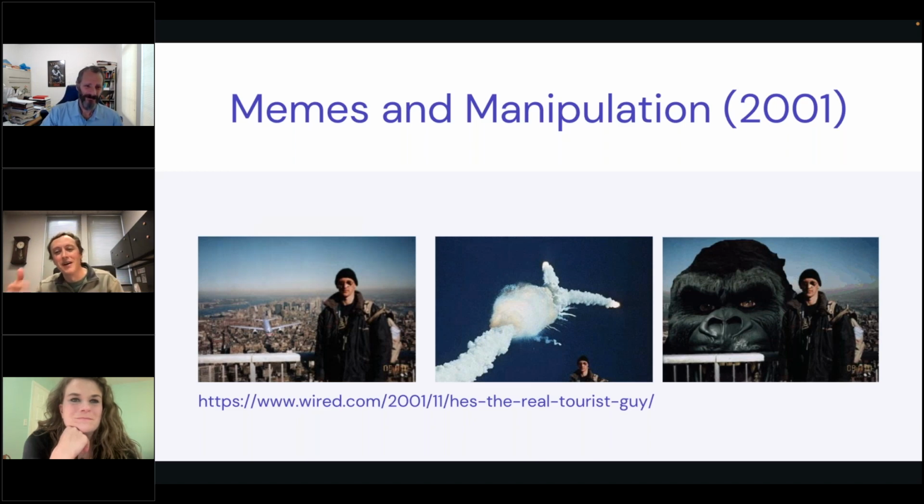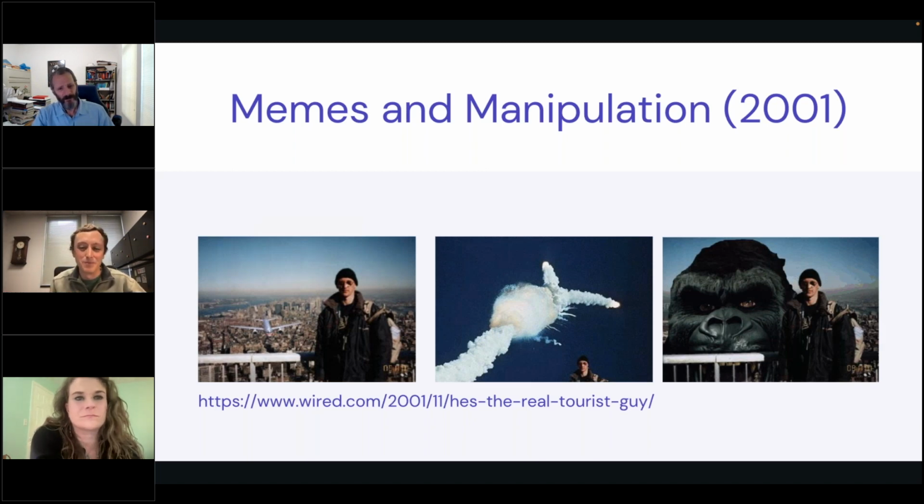But at that point, the meme had gained a life of its own, and it was being remixed over and over again. This meme trope would involve taking the tourist guy and putting him into other disasters, both real and imagined. For instance, the Challenger space shuttle exploding, King Kong, etc.